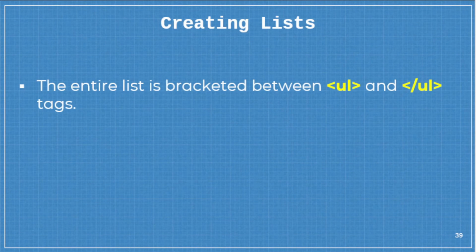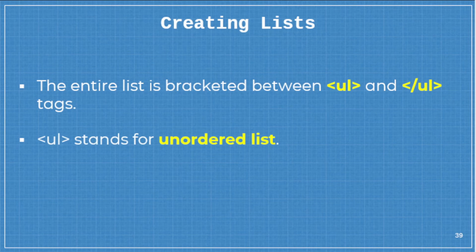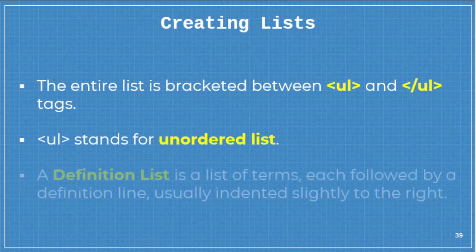So the entire list is bracketed between the UL and /UL. If you don't want numbers, if you want just bullets, you use UL and /UL. UL stands for unordered list.